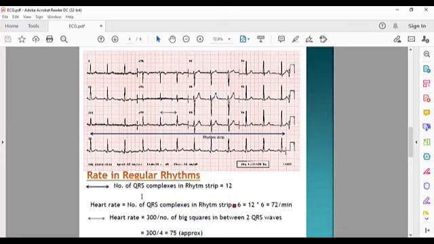Now let's compare with the other method. Heart rate is equal to 300 by the number of large squares. The number of large squares is 4, so 300 by 4 is 75, approximately. And if you calculate by the rhythm strip method, there are 12 QRS waves in these 10 seconds, so 12 into 6 is 72. So it's approximately the same.